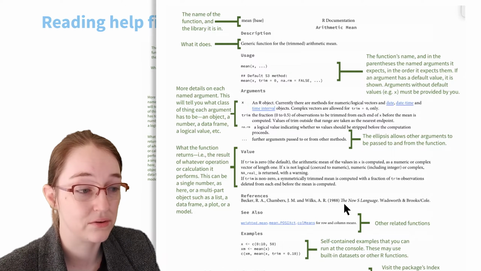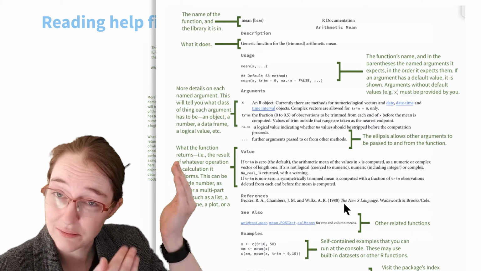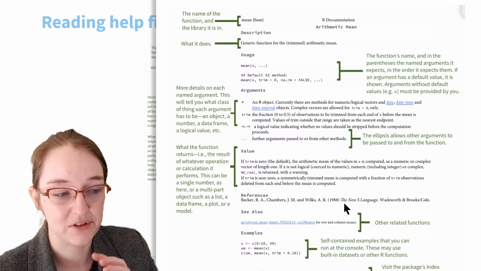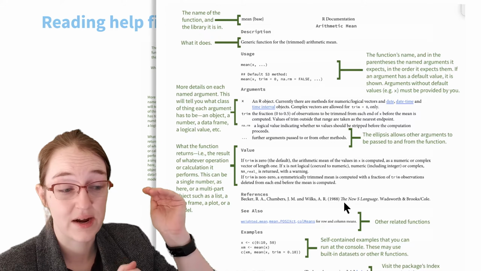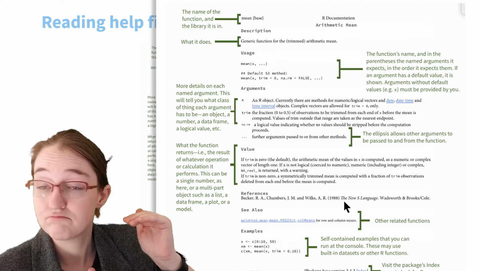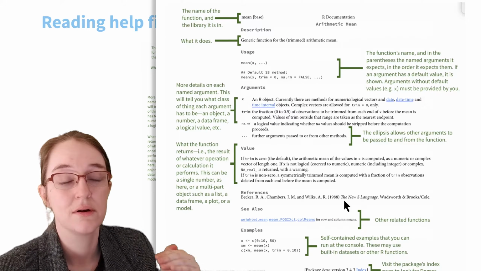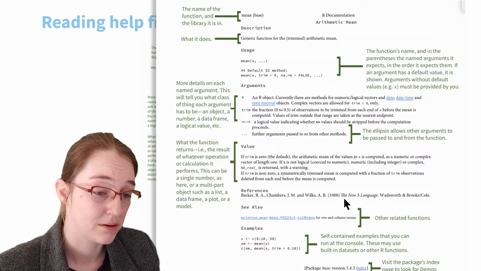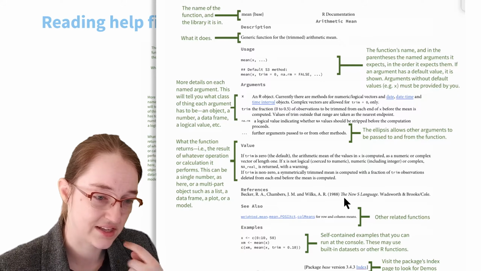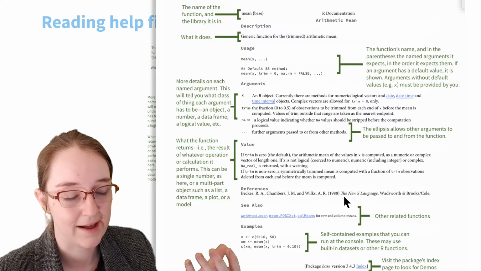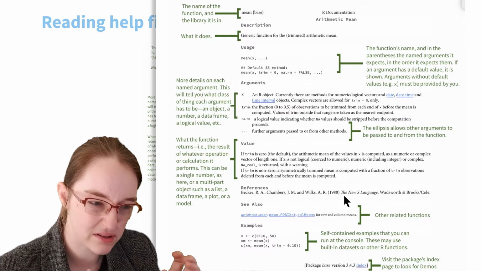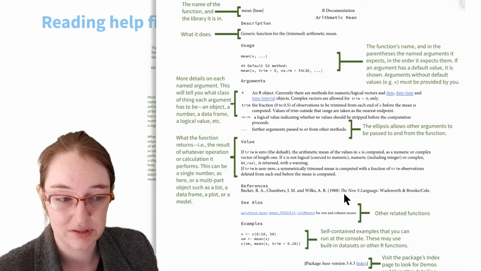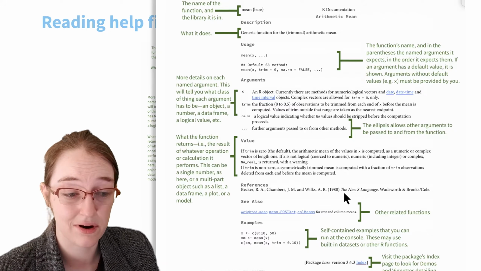When you write this documentation yourself, you have the option to suggest similar related functions, as well as write self-contained example code. Not everyone does this. I strongly encourage you to, because it's very helpful to users to check to make sure it works and to show you what it's supposed to do. These examples can use built-in data sets or other R functions.